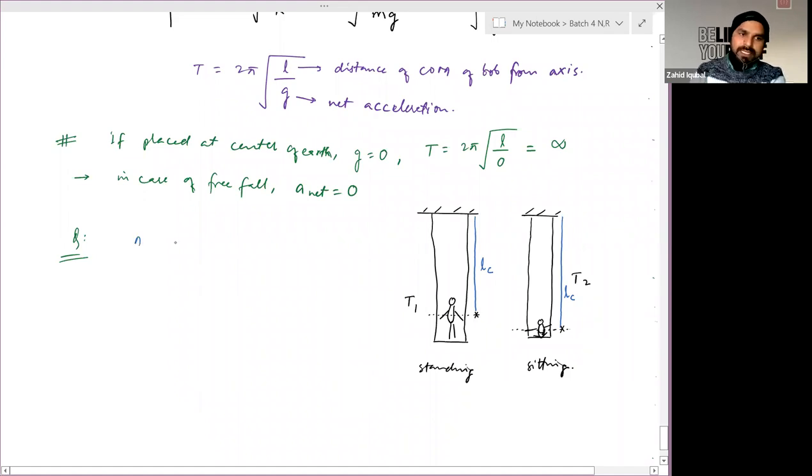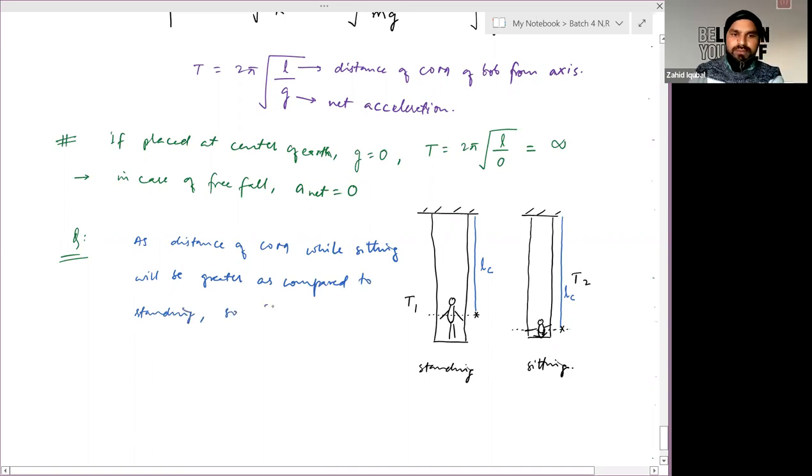So you will say as distance of center of mass while sitting will be greater as compared to standing position. So T2 will be greater than T1.